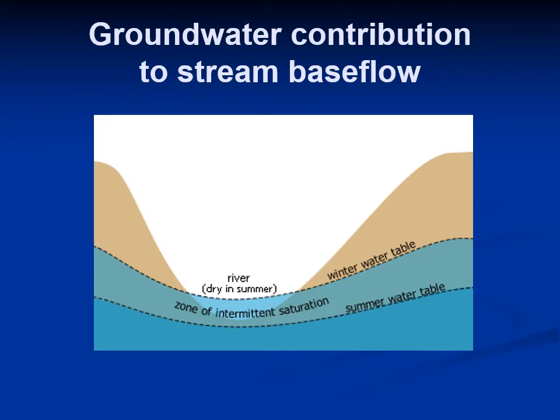It is possible for the water table to fall until it is no longer above the bottom of the stream in valley bottoms. This results in our intermittent streams that dry up during the summer. They are no longer supported by groundwater flow because the groundwater level is below the bottom of the stream.